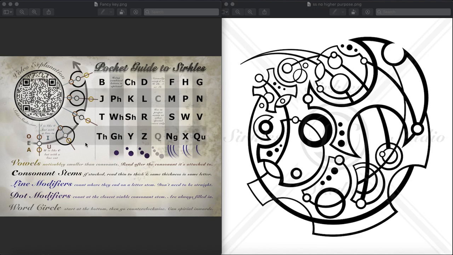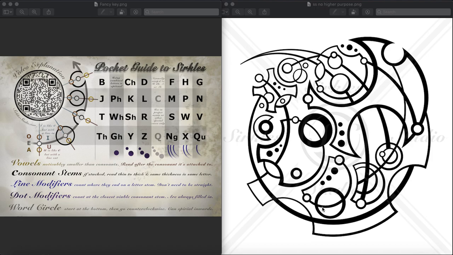So anyway, let's go ahead and get to this design and start reading it. This stuff will make more sense in context. So this is the bottom of the word circle. You read at the bottom and go counterclockwise, kind of like going back in time. So this is our very first word, and this is the very first letter on our first word.